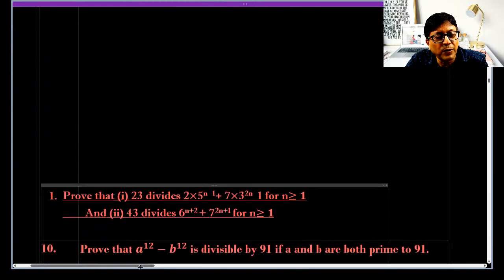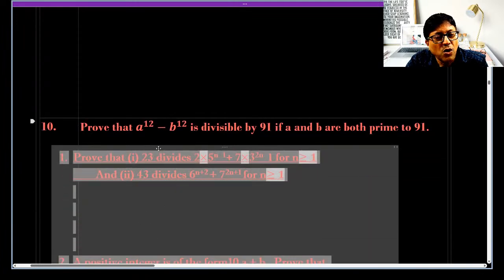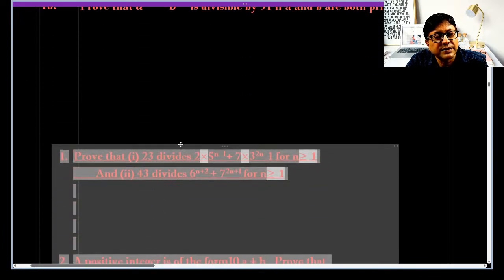Just a minute, it is overlapped. Overlapping effect.